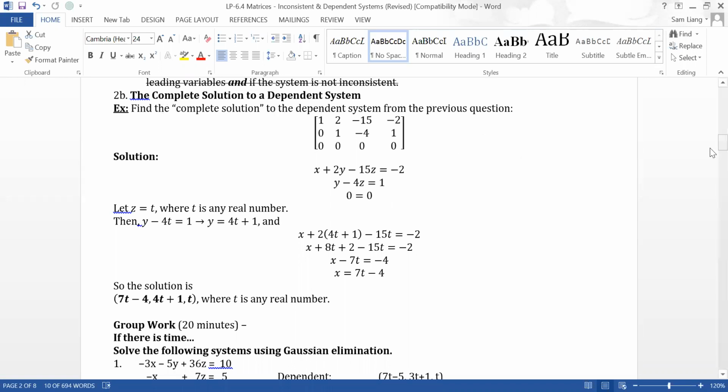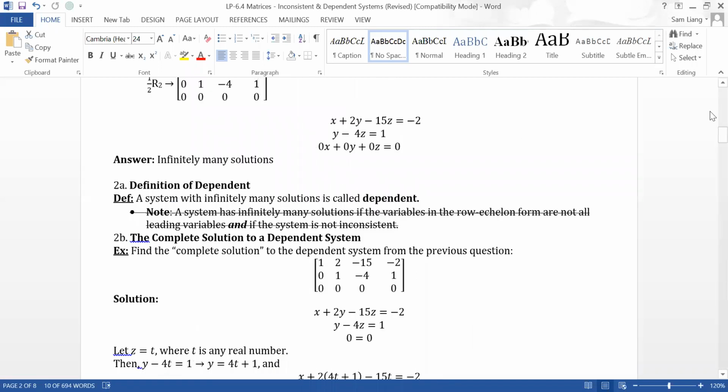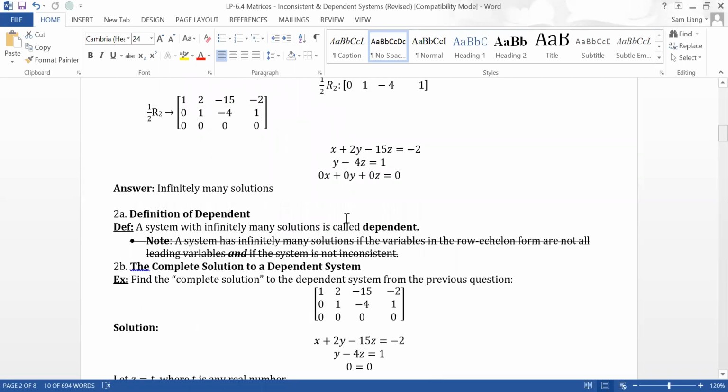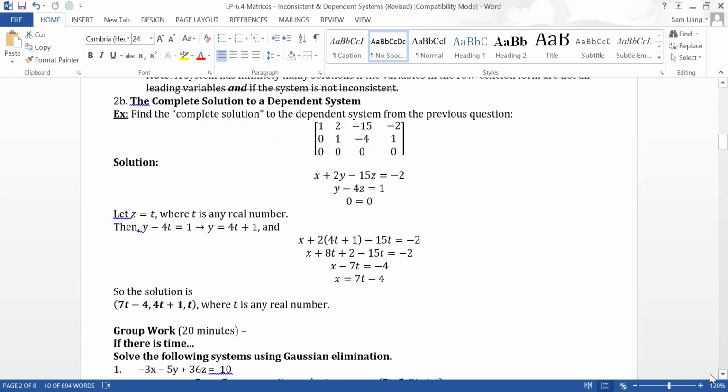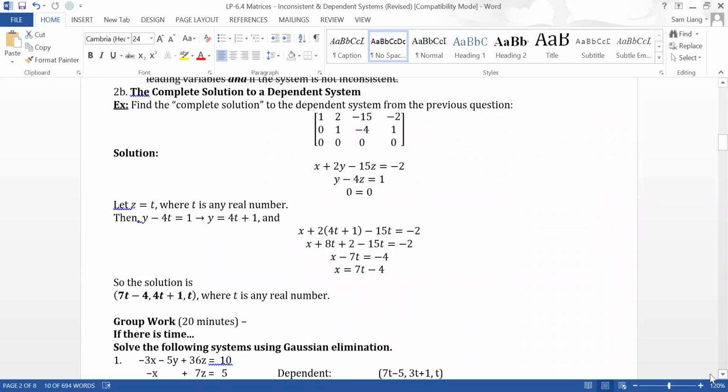So this is the matrix in the last step right here. Same matrix, but now we're going to find the complete solution, and I'll explain what that means in this problem. First I'm going to convert it to a system. So you have x plus 2y minus 15z is negative 2, y minus 4z is 1, and 0 equals 0.